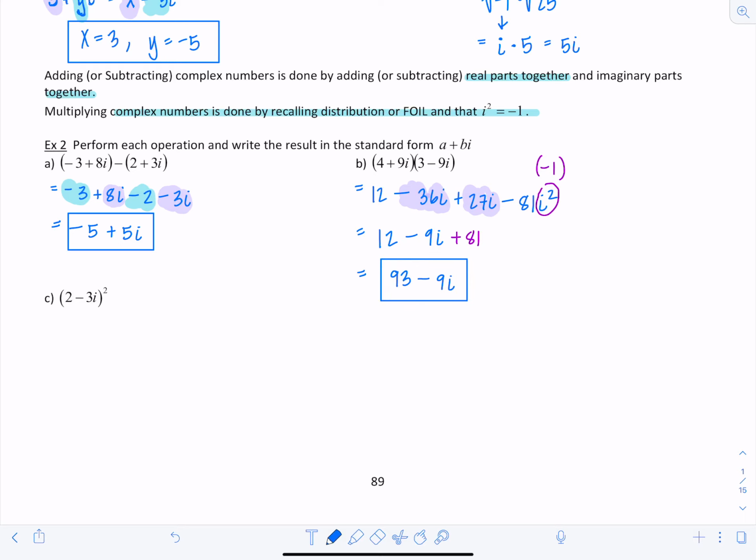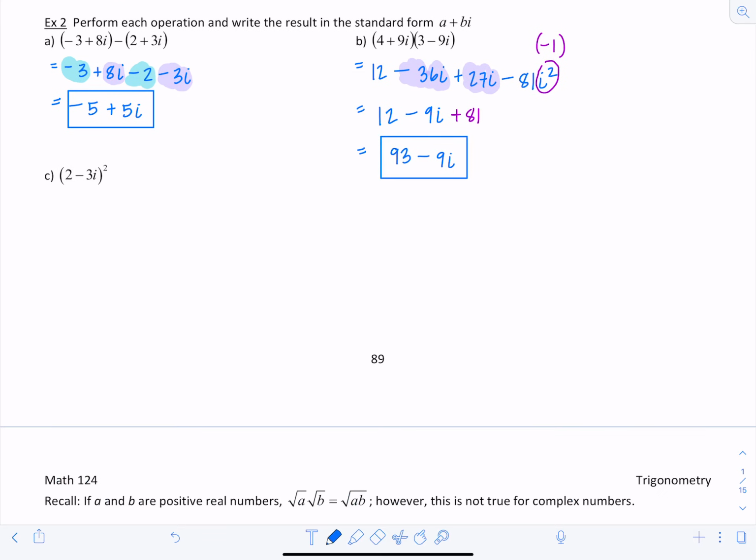All right, next example, I have (2 − 3i) quantity squared. So remember, when you square a binomial, you square the first term, minus, you multiply the two terms by each other and then double it, so it'll be 12i, plus 9i². So I have 4 − 12i, and since i² is −1, this is going to become −9. And then I can combine 4 and −9, that's −5 − 12i.